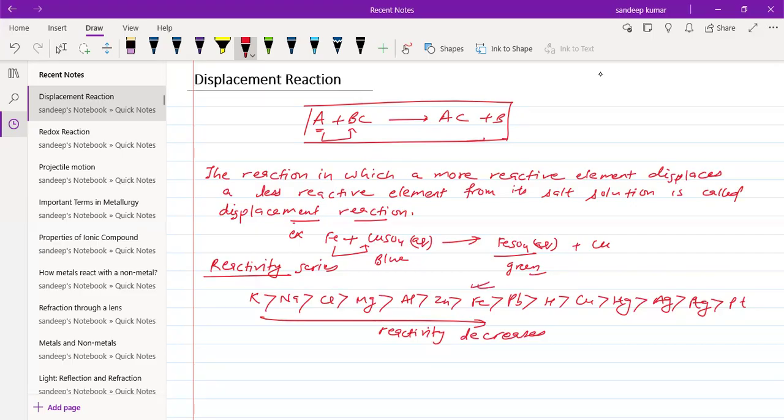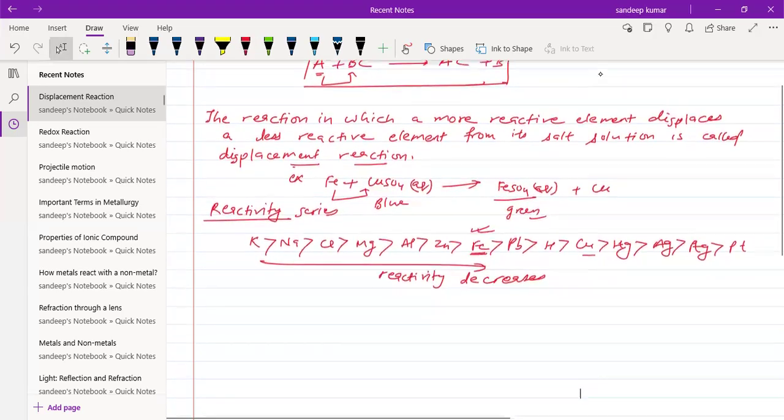Here you can see iron, and where is copper? Here. So iron is more reactive than copper, so it can displace the copper from its solution. So this is the single displacement reaction, children. Another type of displacement is there. Let's take one more example.